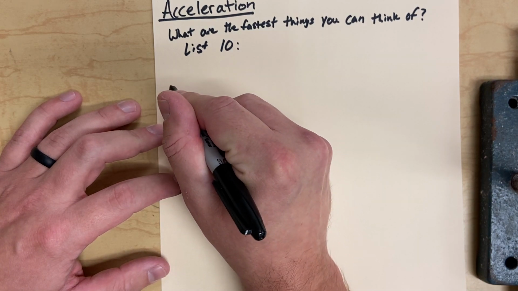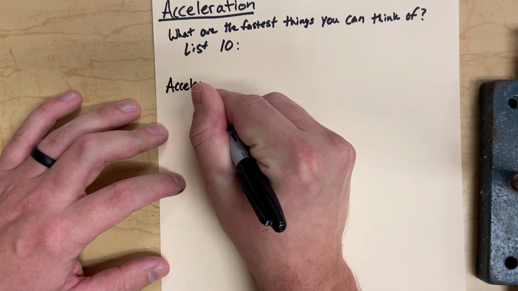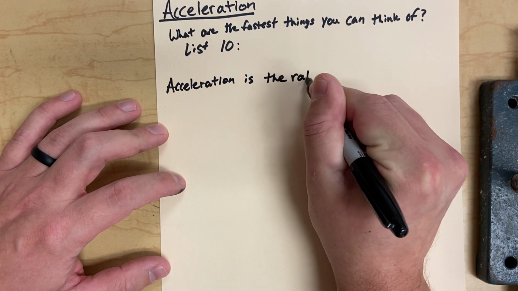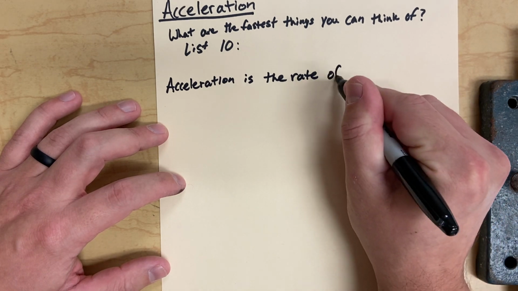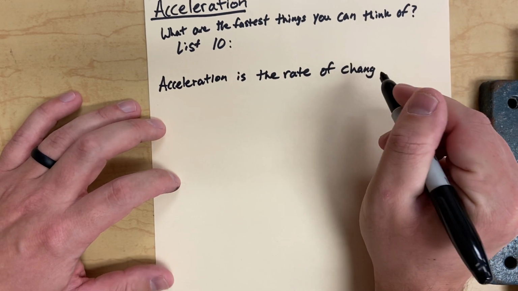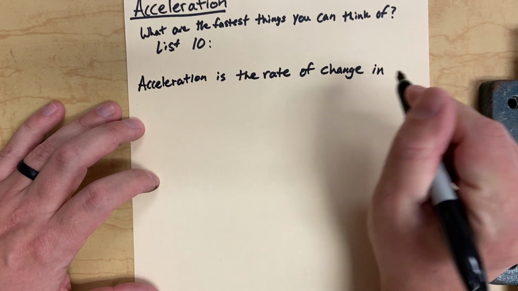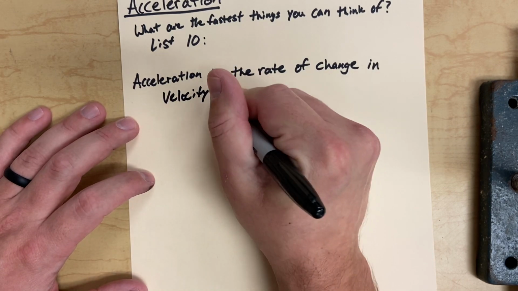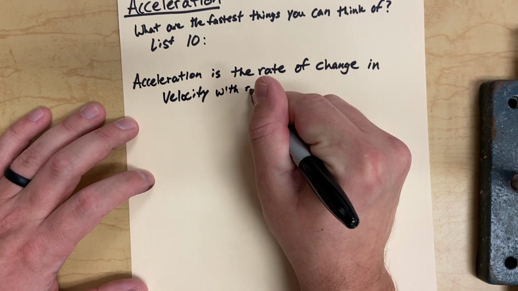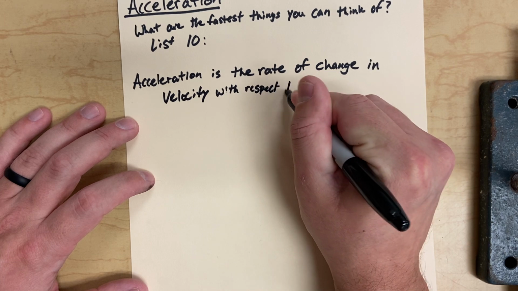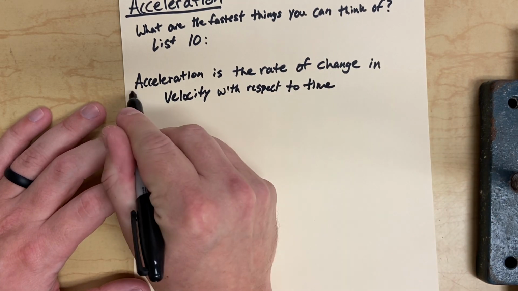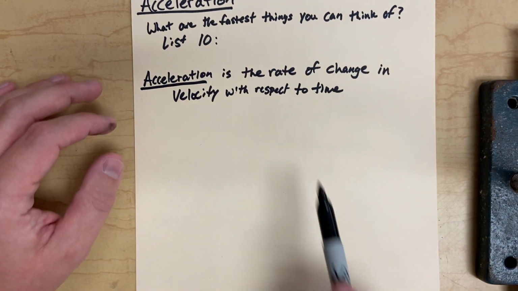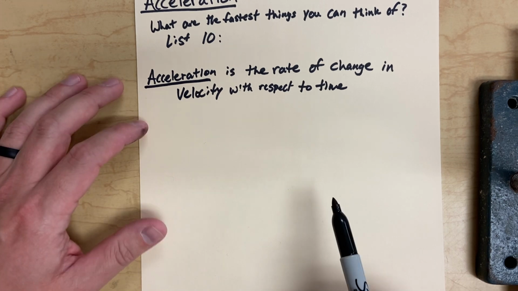And acceleration is the rate of change in velocity with respect to time. Okay, so that's just the definition of acceleration. I believe it is the same as the definition in your book, but acceleration is the rate of change in velocity with respect to time.